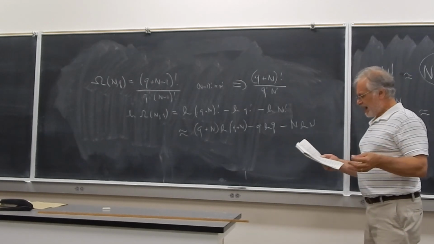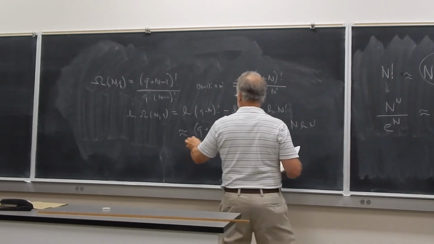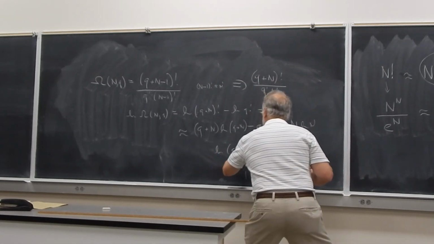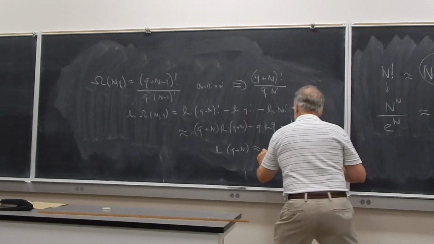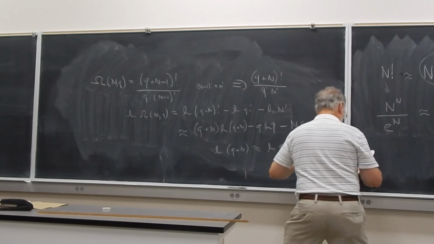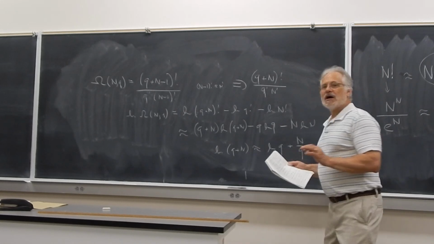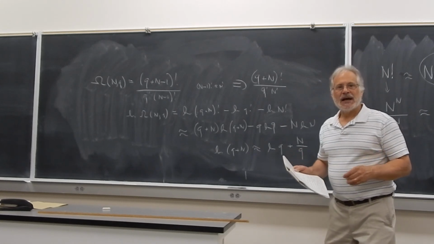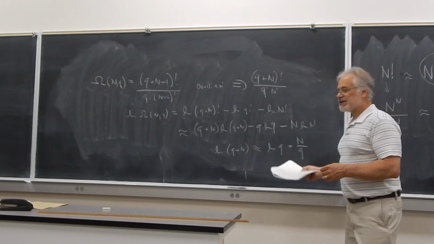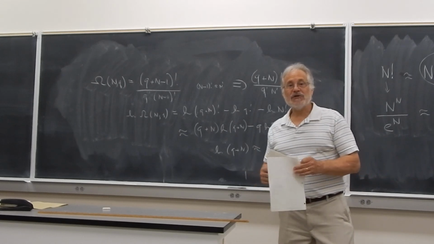And what I can do next is approximate this. Let's look at just the first term. I can approximate the log of q plus n as the log of q plus n over q. How do I know that? Let's continue next time, and we will show you how we invoke a Taylor expansion to show this approximation, and we will continue and finish this example and move into the ideal gas.